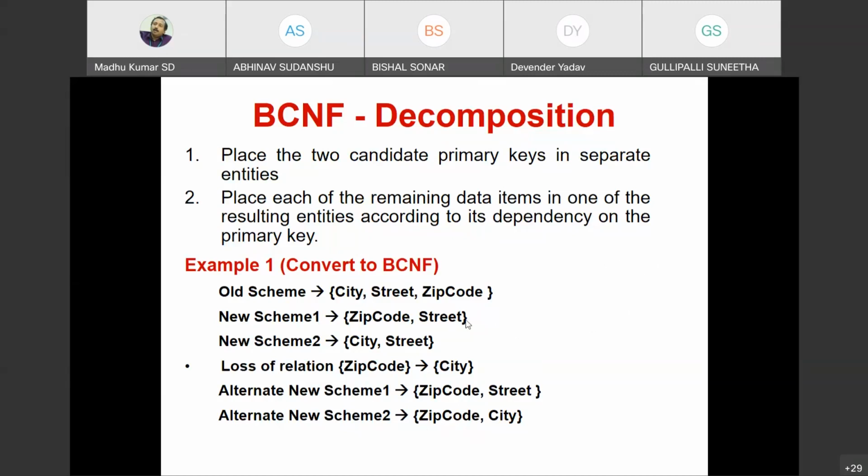Yes, sir. Which is a better decomposition scheme? The alternate new scheme, the second one, sir. Why? Because in the first one, we will be losing the relation zip code to city. It won't be a lossless decomposition. What you will lose? Zip code to city functional dependency, sir. Okay, zip code to city FD will be lost. In the second one, we have the zip code to city functional dependency, sir.